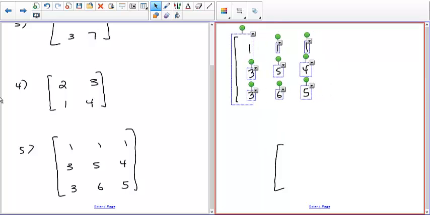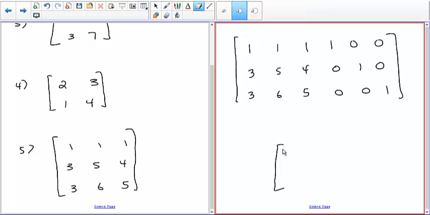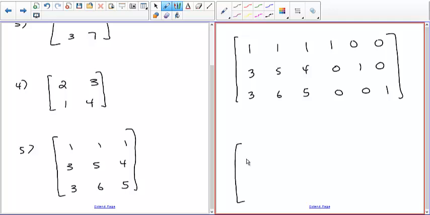So we augment that with the 3 by 3 identity matrix. Like that. So I need to make this thing wider. So we've got 1, 1, 1, 1, 0, 0. What we'll do is take row 2 and subtract 3 row 1, and take row 3 and subtract 3 row 1. Why? Because I've got 3 right here.